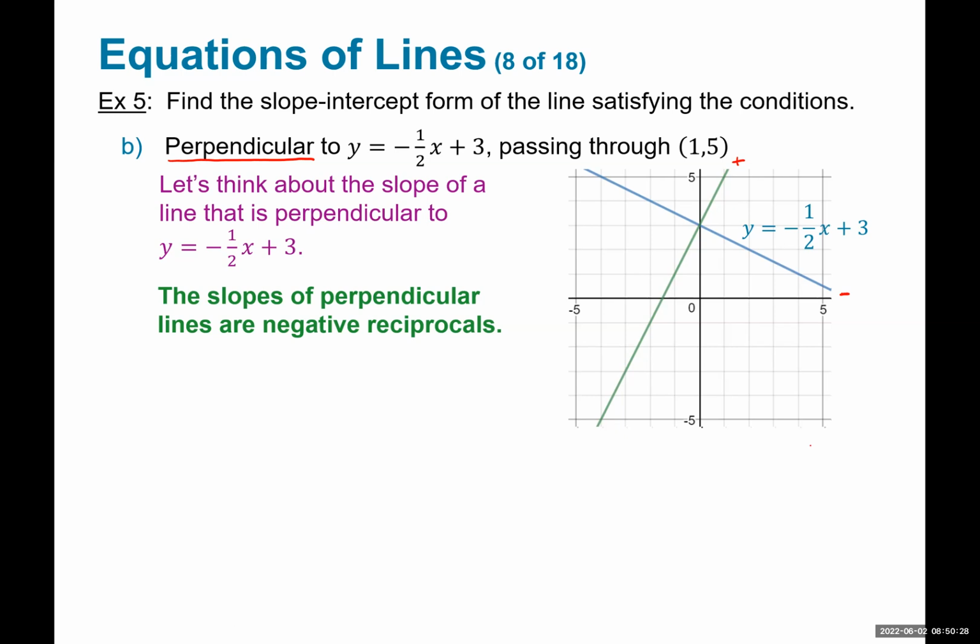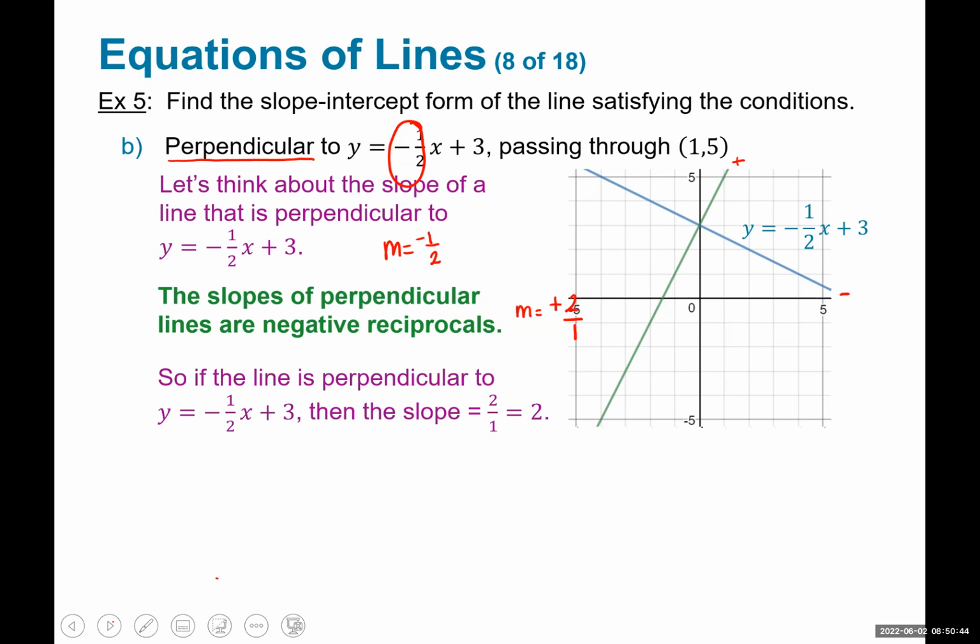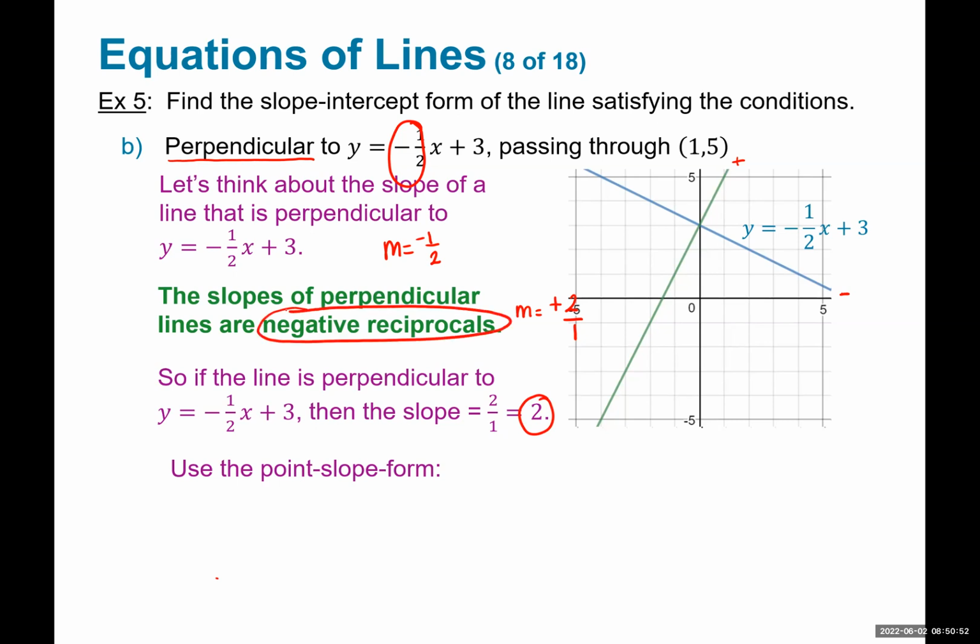So that means if our slope in this line is -1/2, we're going to make it positive. So it's going to be positive, and then we're going to flip it. So instead of 1/2, we're going to have 2/1. Okay, so our slope is just 2. So when it's perpendicular, you have negative reciprocals. Change the sign and flip the fraction.